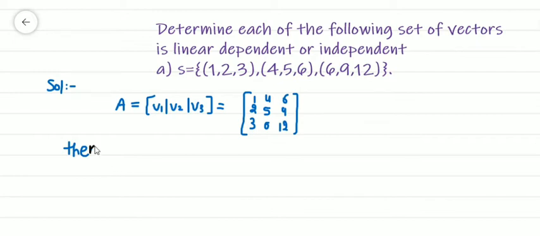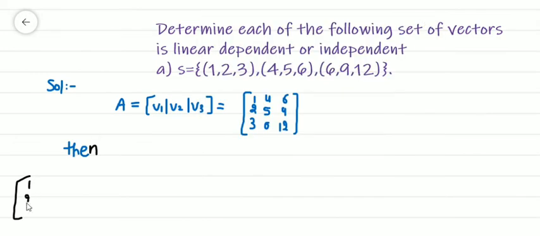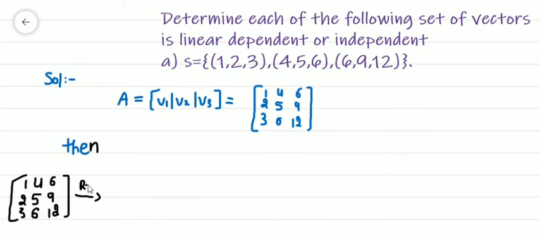Then we solve matrix A by using row elimination operations. You are much familiar with row elimination, which is also called the Gaussian elimination method. So we apply row operations and get the answer. If we get two pivots in the given matrix, then we say that the given set is linearly dependent, otherwise it is not. So here we apply the row operations R2 minus 2R1 and R3 minus 3R1.